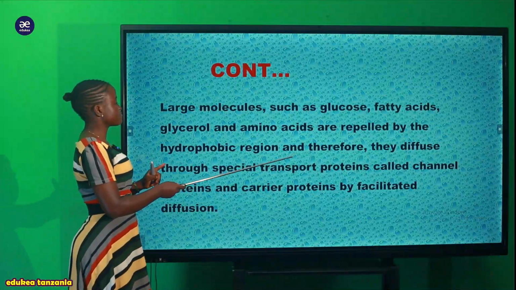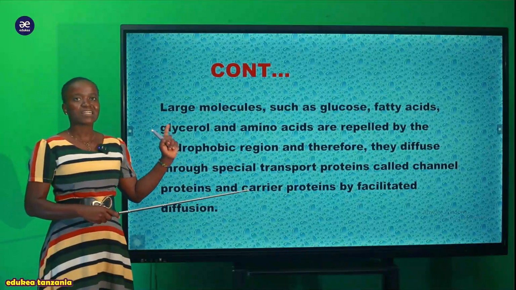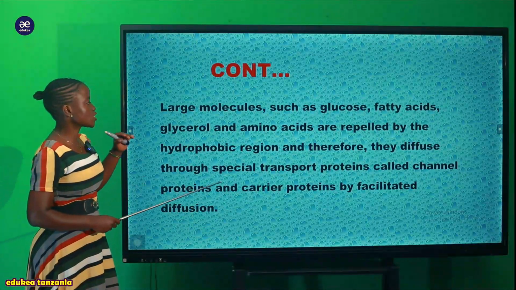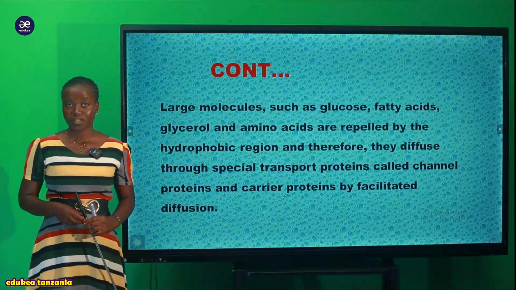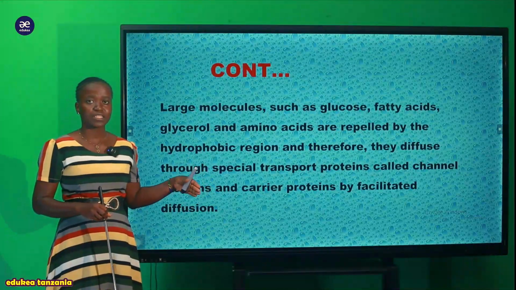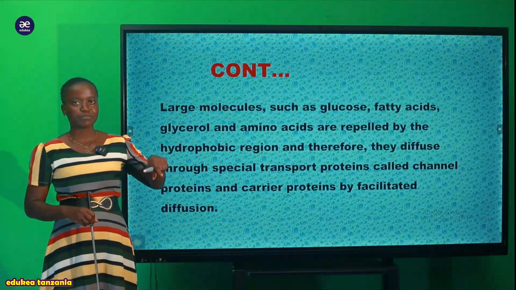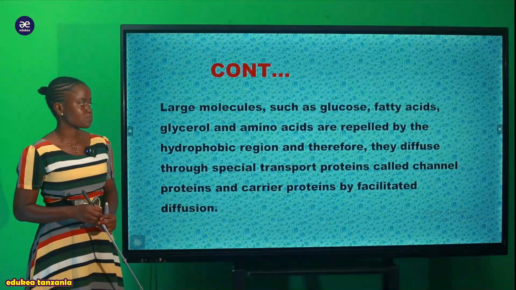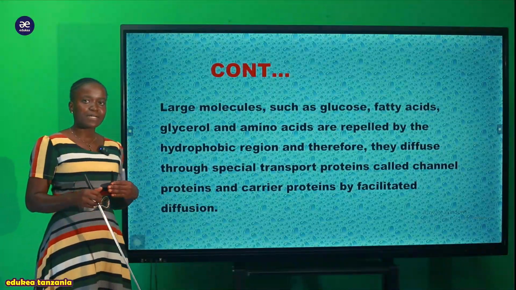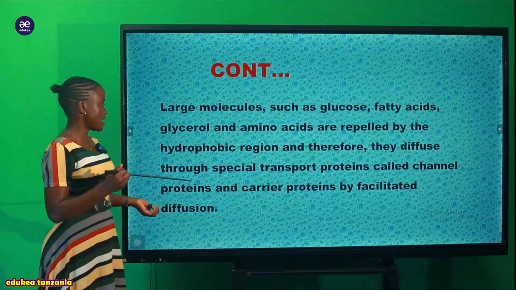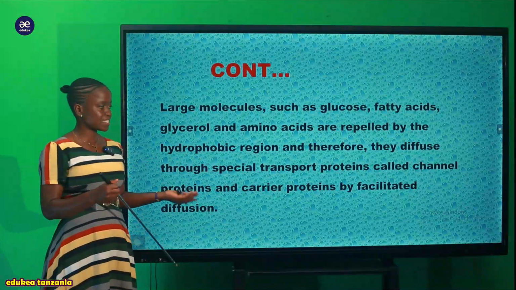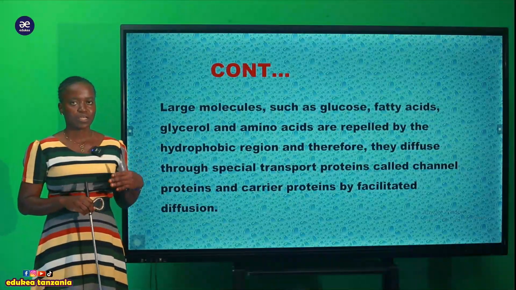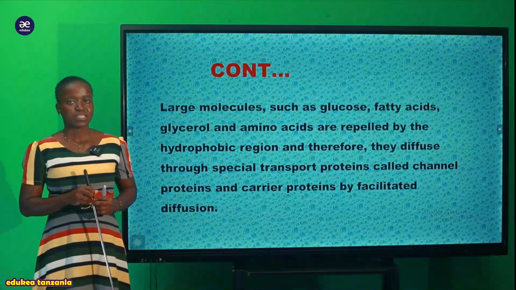And here we have seen that these materials, for example glucose, fatty acid, glycerol, amino acid and so on, tend to enter a cell through a special transport protein. In the diagram of the fluid mosaic model, we have seen those channels that allow different materials to enter. So what are those materials? These materials tend to enter through those special transport proteins, and those that cannot enter through this region use the carrier protein and facilitated diffusion. So the materials diffuse to enter through the cell.